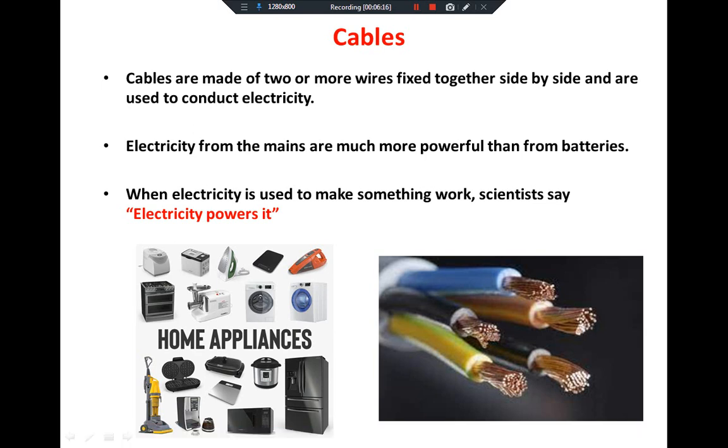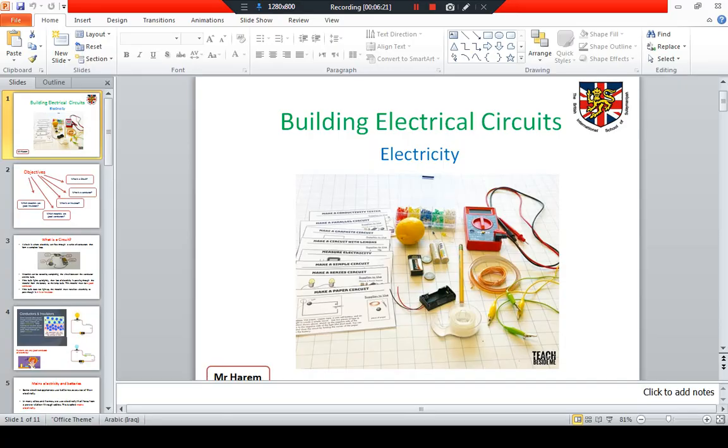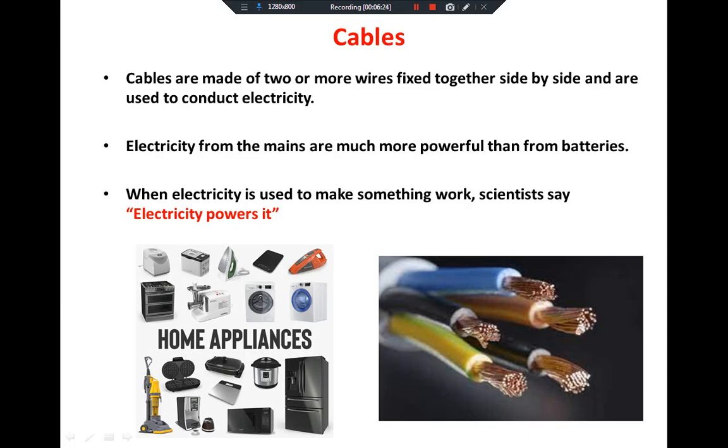Cables are made of two or more wires fixed together side by side and are used to conduct electricity. So electricity comes to our houses from the power sources by using cables. Electricity from the mains is much more powerful than from batteries. So this can be an answer for the previous slide. When electricity is used to make something work, scientists say electricity powers it.